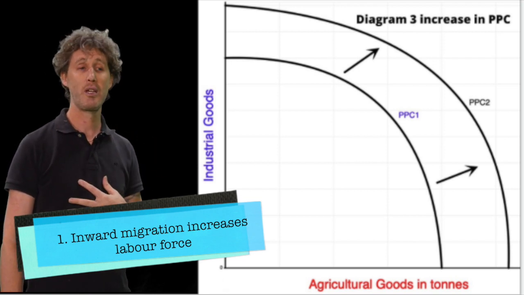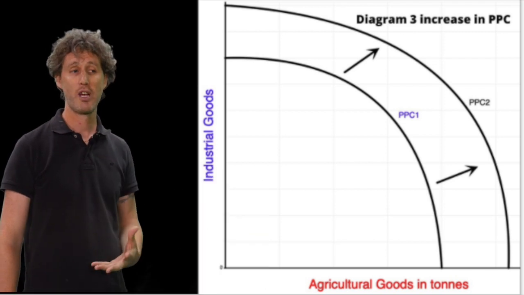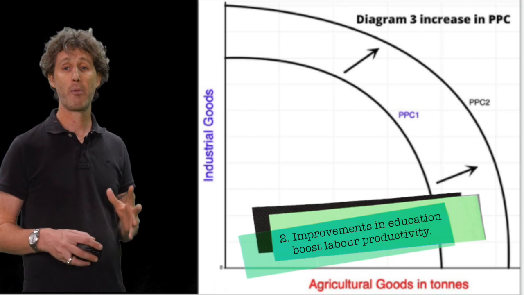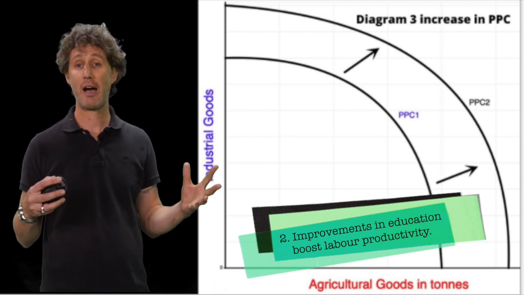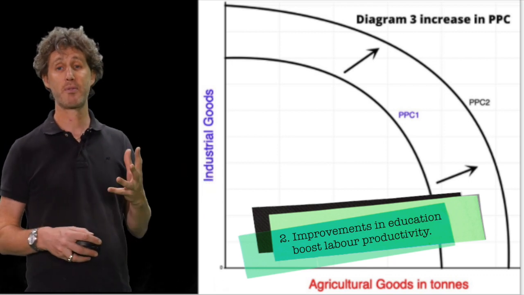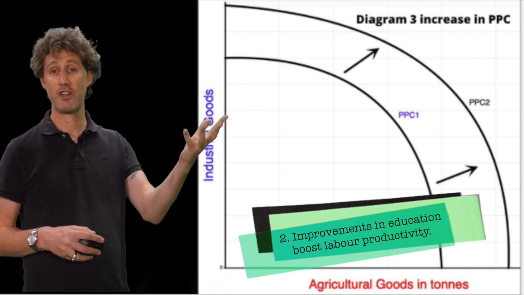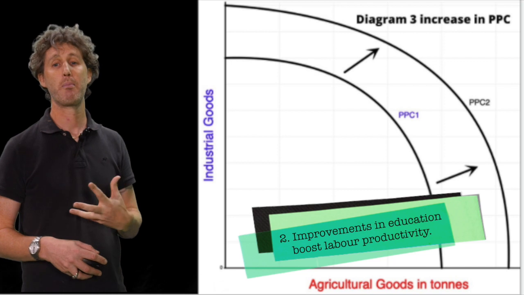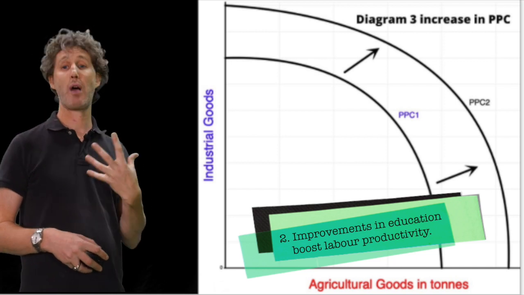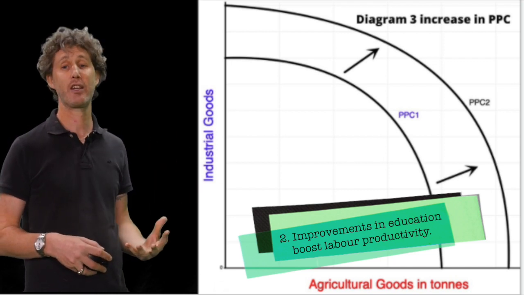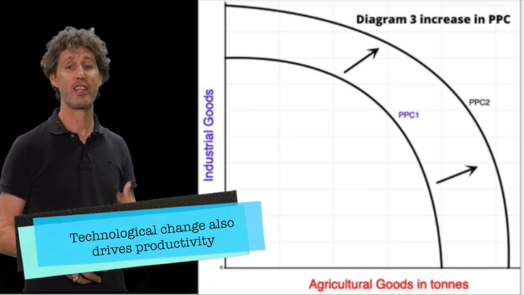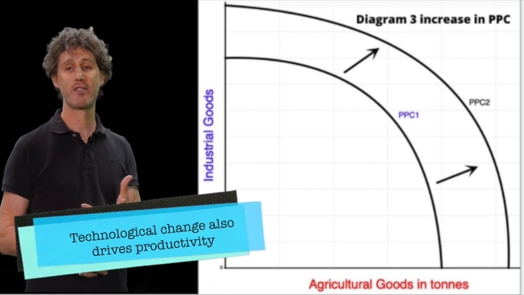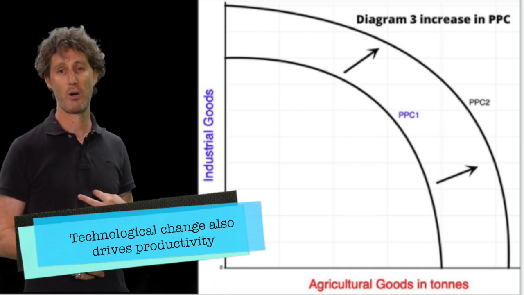Another reason could be that the level of education has increased in the economy. Now we're having a much better educated labor force. Perhaps the standard of education in the universities has increased, or there are more apprenticeship programs that educate people, or maybe there's an improvement in technology or technological change that drives innovation and drives productivity in the economy, and that can increase the PPC curve as well.